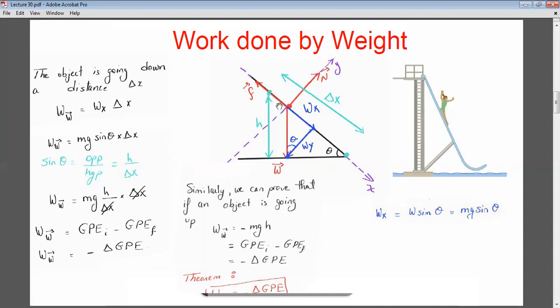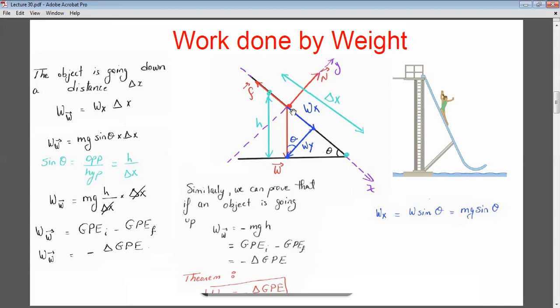Now we draw the free body diagram and we choose the x-axis and the y-axis. The x-axis is along the motion. The lady is moving downward, so the x-axis is downward. The y-axis is perpendicular to it. Now the object is going down a distance delta x. So the work done by weight is Wx, which is the x component of weight, times delta x.